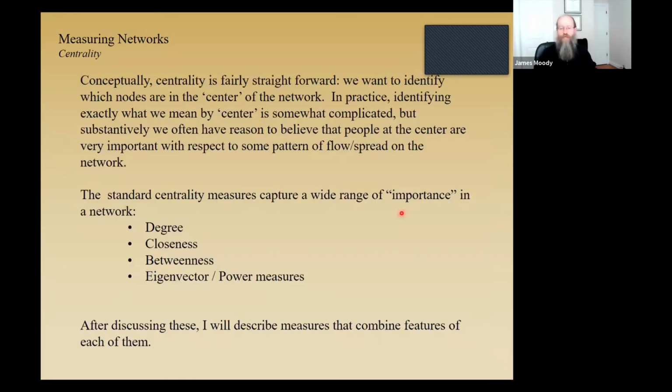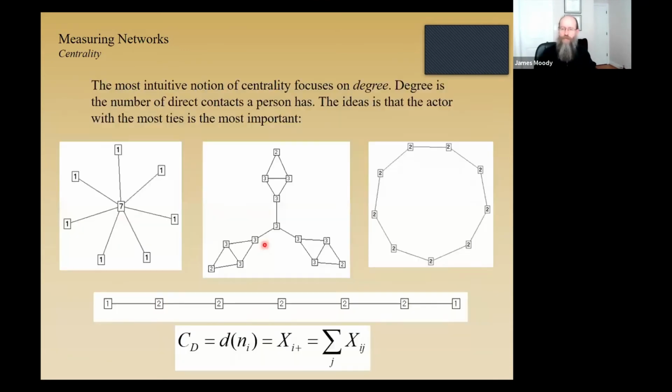Instead, I want to focus on four classes of measures. Degree we've already talked about, but I'll just reintroduce it in the same framework so we can be on the same page. Then I'm going to talk about closeness, betweenness, and eigenvector centrality measures. I think combined, these four measures give a really nice overview of the ways in which centrality can be thought of and help you build your own measures.